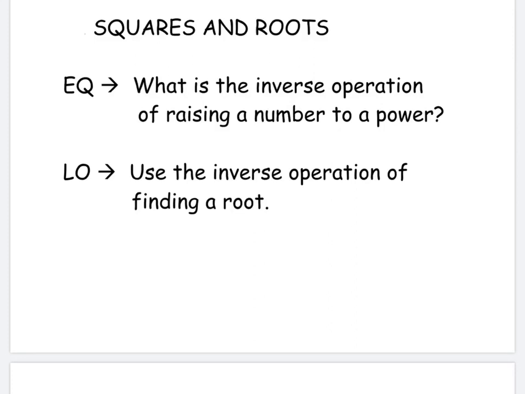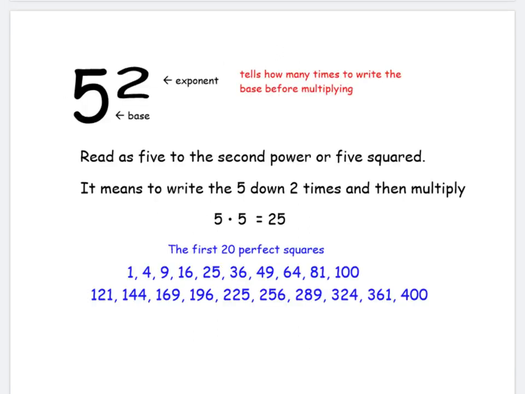This lesson is going to be looking at squares and square roots. So a square is a certain type of exponent where the exponent is the number 2. From the diagram you can see the large number is the base and the exponent is the small number. The exponent tells you how many times to multiply the base by itself.